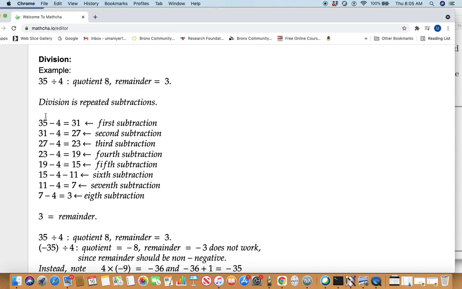Now, how is division repeated subtractions? Well, 35 minus 4 is 31. That is one subtraction. 31 minus 4 is 27. That's my second subtraction. 27 minus 4 is 23. Third subtraction. 23 minus 4 is 19. Fourth subtraction. 19 minus 4 is 15. Fifth subtraction.